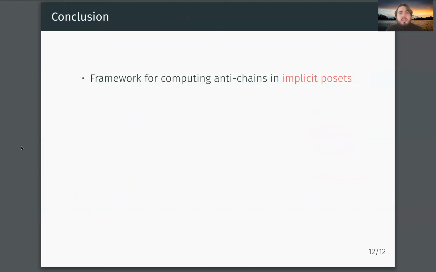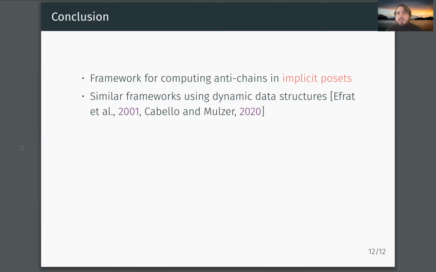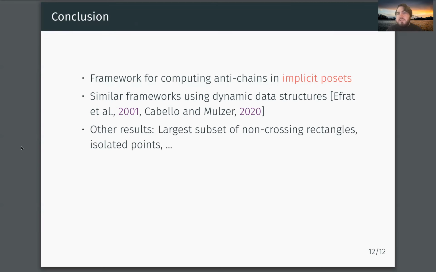So the conclusion here is that this framework we've presented is really useful for computing antichains in implicit posets. And in particular, if you've defined the poset correctly, what an antichain actually means corresponds to a very natural geometric problem. There are other similar frameworks, like I mentioned, that exploit this usage of dynamic data structures to speed up existing combinatorial graph algorithms in the geometric setting. And also in the paper, we present a few other results of this framework, which I haven't talked about today, such as the largest subset of non-crossing rectangles and the largest subset of isolated points, and I encourage you to check them out if you're interested.